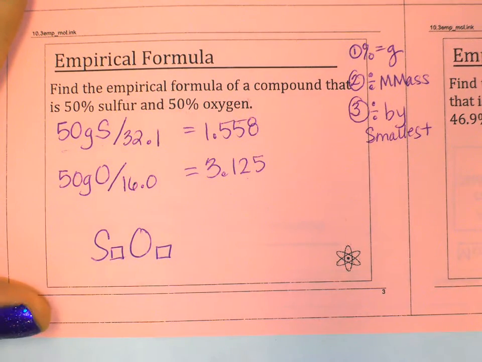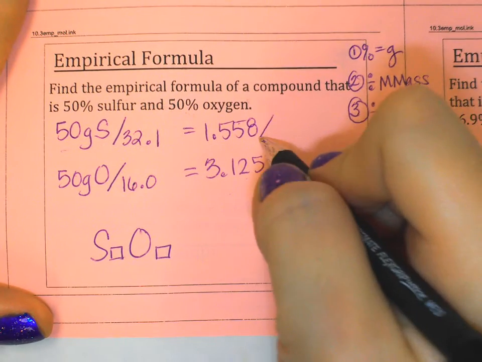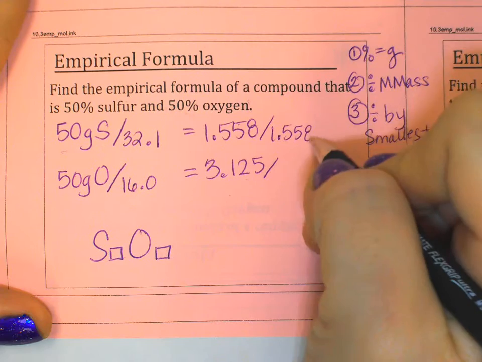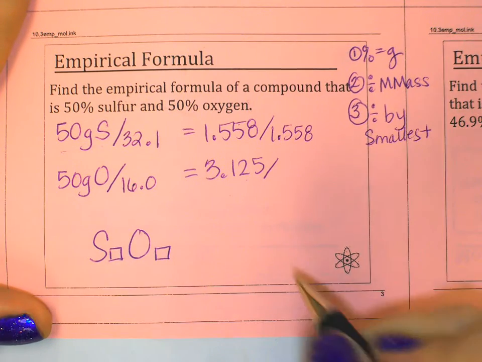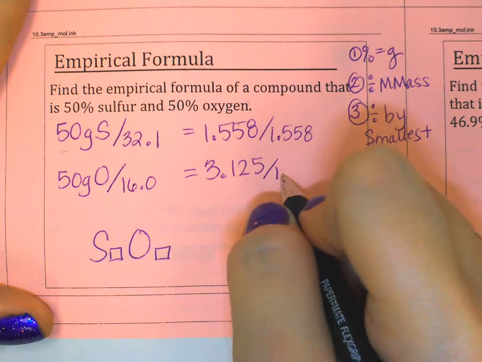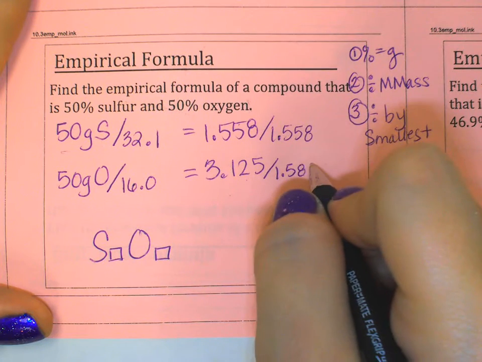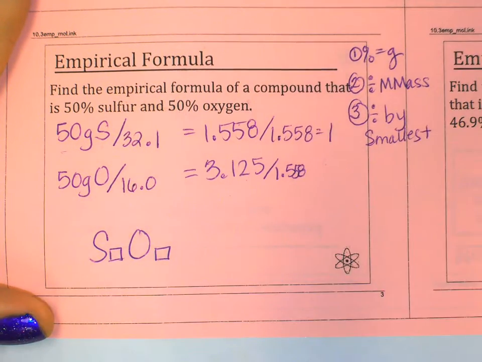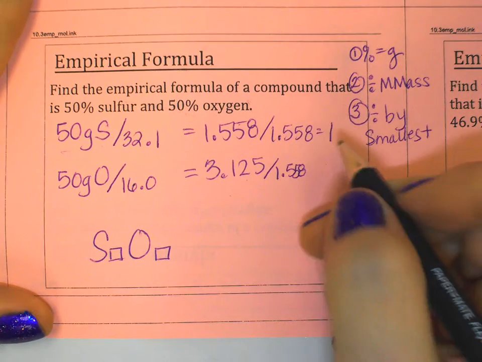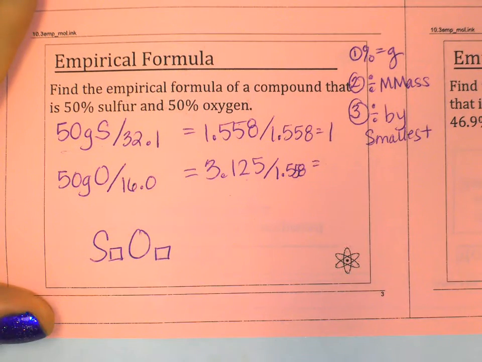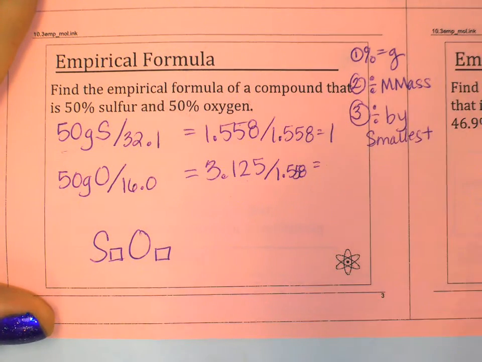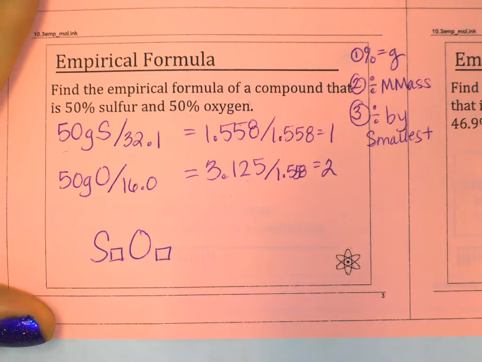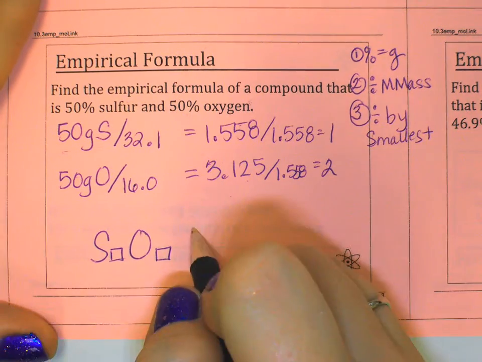So when I look at these two numbers, 1.558 is the smallest, so I'm going to divide both of these by 1.558. Same thing here, 1.558. I can do this one in my head. That one gives me 1. And when I divide this one out, that gives me a value very, very close to 2. So those are my two numbers that I am going to plug in here.